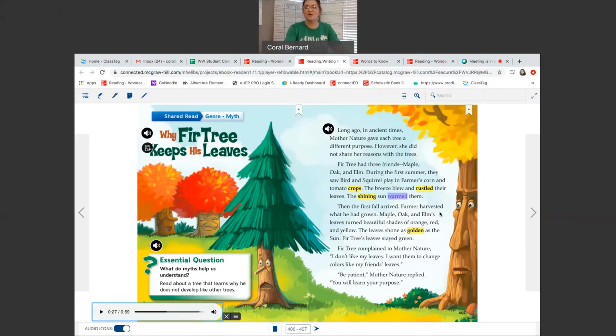We came across one more word. It said the sun, the shining sun warmed them. Let me think of shining. If I think of something that's shining, I'm thinking of a bright light. If I turn the lights on and I don't have a shade, maybe the light is shining in my eyes. If I go outside and it's really bright outside, the sun is shining down on me. Let's see, shining. There we go. I'm going to put a bright light.